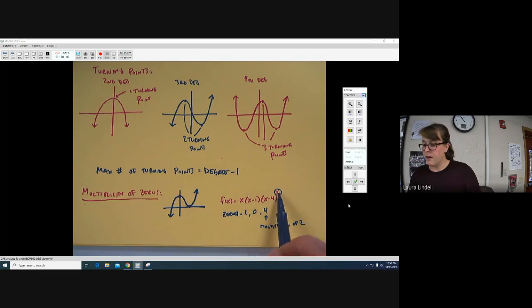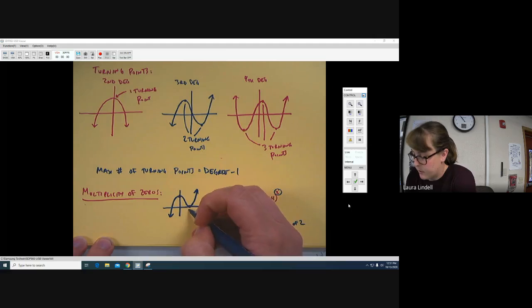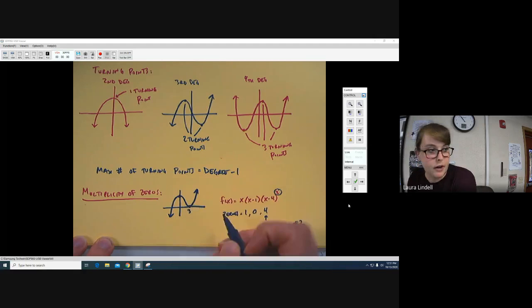If it was a cube there, it would be a multiplicity of 3. If it was the fourth power, it would be a multiplicity of 4, and so on. And multiple zeros could have multiplicities. So if I had x minus 1 squared or something like that, then 1 would also have a multiplicity of 2. And looking at it graphically, if this was our polynomial and this was 3 right here, 3 would have a multiplicity of 2 as a zero of that function.